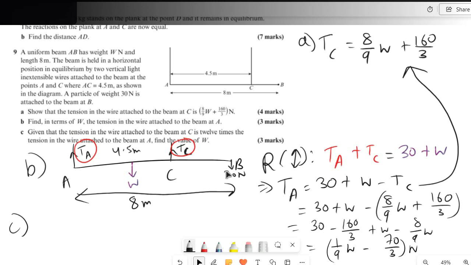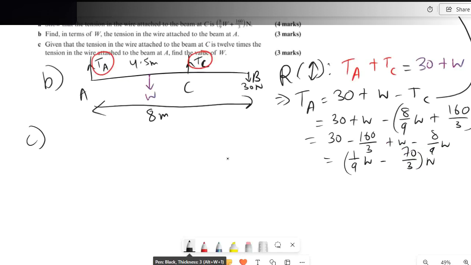We have to find the value of W. To solve number C, we have to express a mathematical equation that describes the statement that is being made. It said that the tension in the wire attached to C is 12 times the tension in the wire attached to the beam at A. So we can say that the tension at C is going to be 12 multiplied with the tension at A.